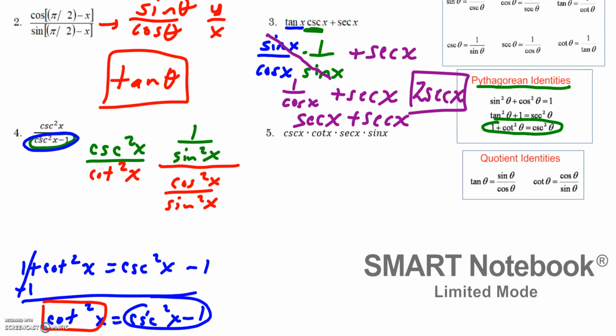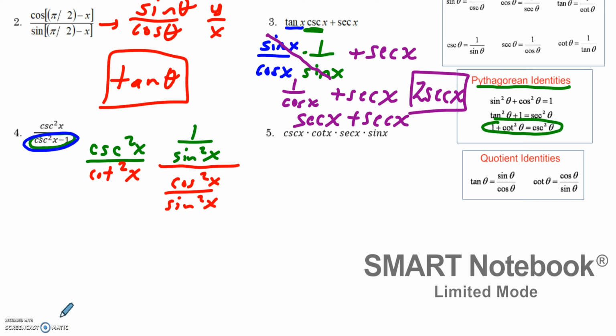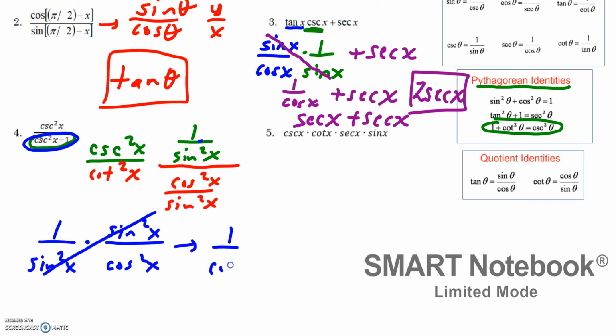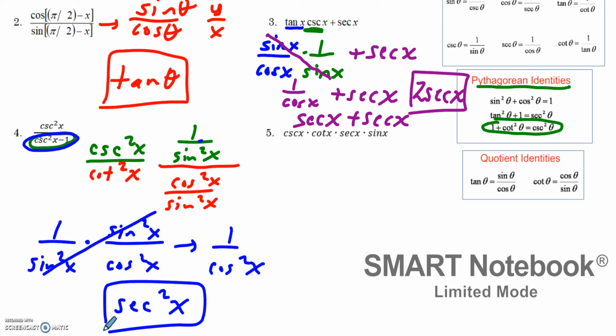So at this stage, just to save some room, I'm going to erase this. Feel free to go back if you need to see that again. But this problem now is a division of fractions. So it's 1 over sine squared of x divided by this fraction, which is the same as multiplying by the reciprocal, sine squared x over cosine squared x. Just like the last example, the sine squareds are going to cross cancel, and I am left with 1 over cosine squared of x. And 1 over cosine is really the same as secant. So 1 over cosine squared is really the same as secant squared of my angle. And that is the most simplified version I can get.